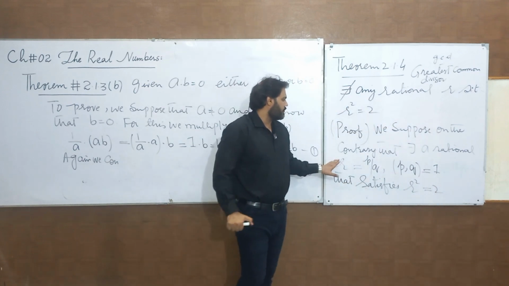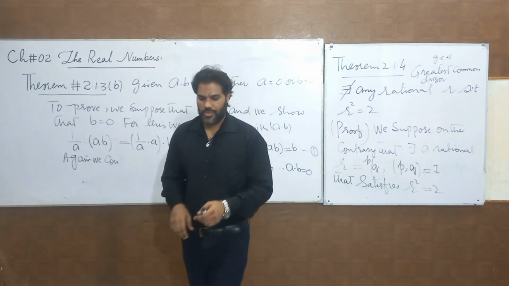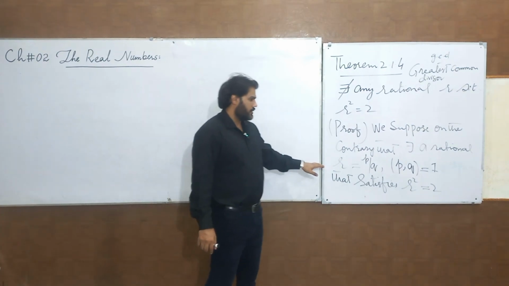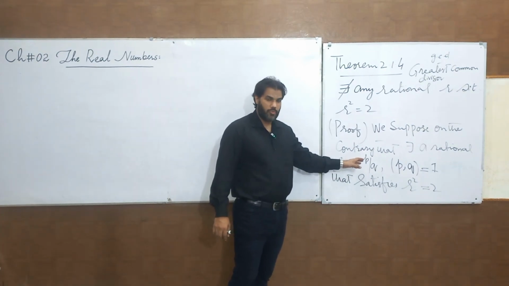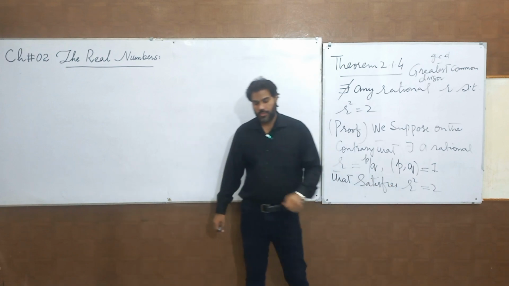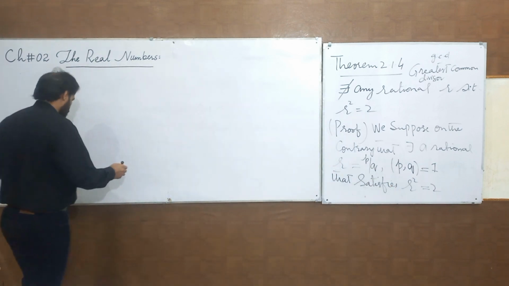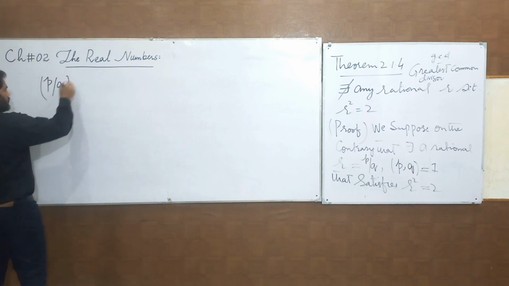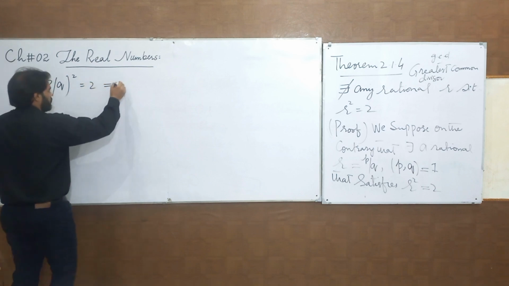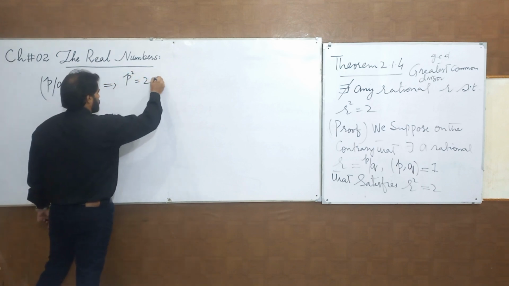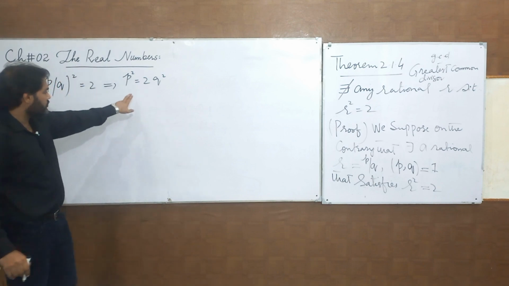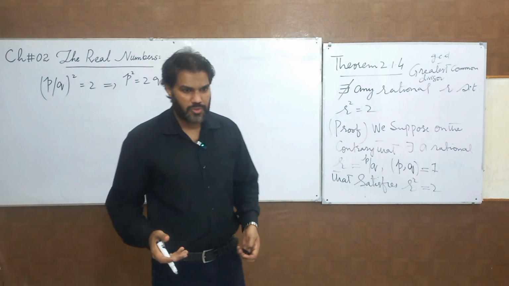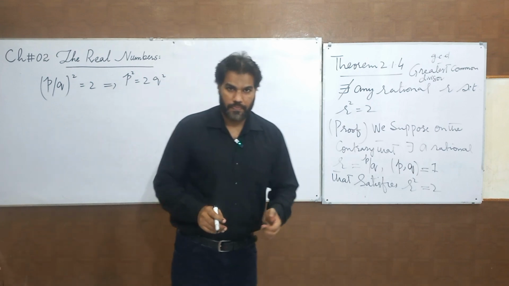So plug in this value of r, that is p over q, in the original equation. Substituting this value of r in the equation r square is equal to 2, we have p over q whole square is equal to 2, which gives p square is equal to 2q square. If you see the right side, this is 2q square, that shows it is an even number or it is a multiple of 2.